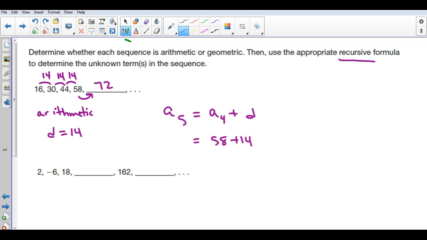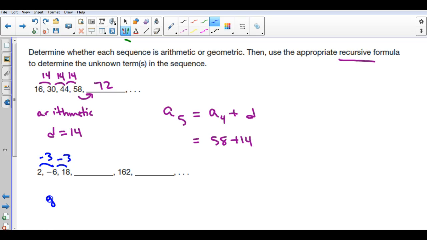And then the bottom one here, let's check again. Now that it looks like we're going from negative to positive and back and forth again, this is not going to be an arithmetic sequence. So I'll check the geometric, which means I'm going to take my second term divided by my first term. Negative 6 divided by 2 is negative 3. And then the same thing here. 18 divided by 6 is also negative 3.